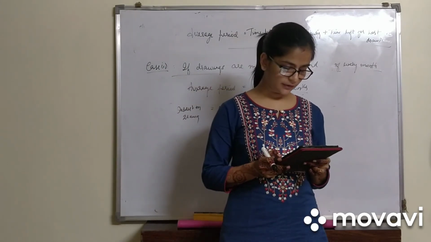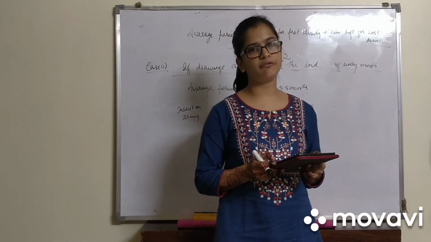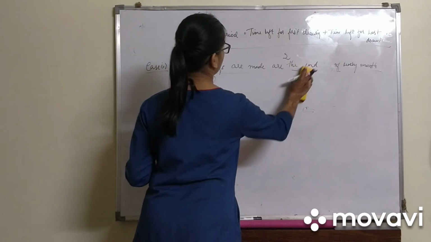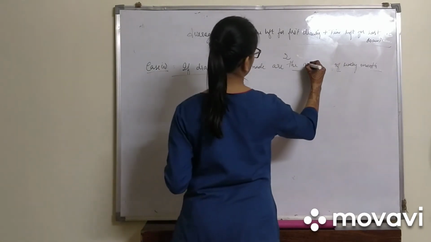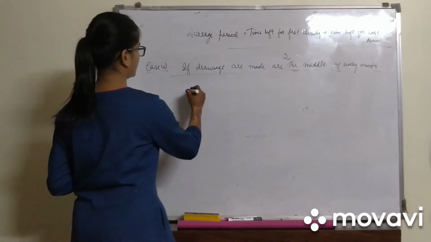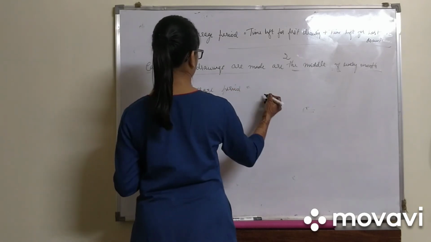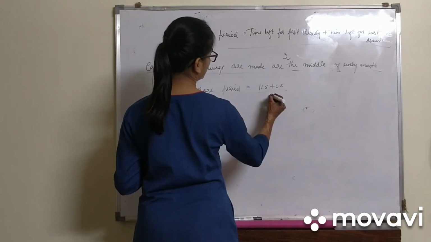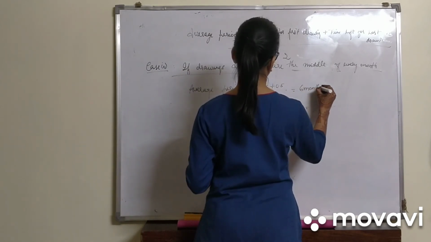Last one they have given, if drawings are made in the middle of every month. So write down case 3. If drawings are made at the middle of every month. Next line, average period is equal to 11.5 plus 0.5 divided by 2, that is 6 months.